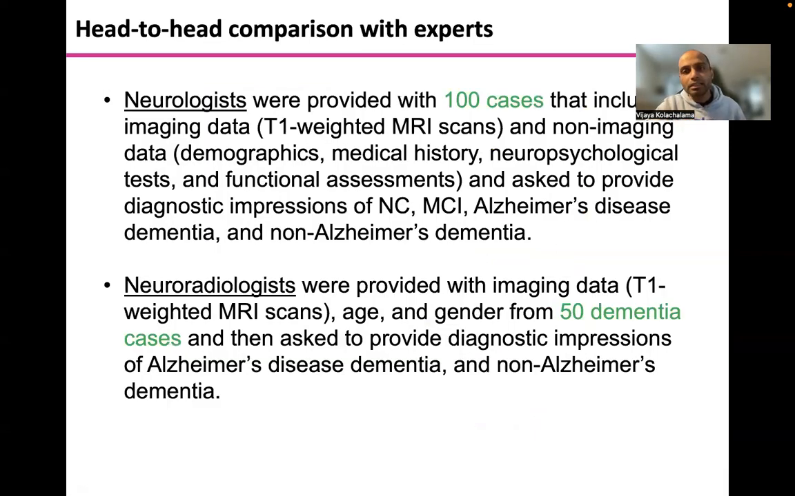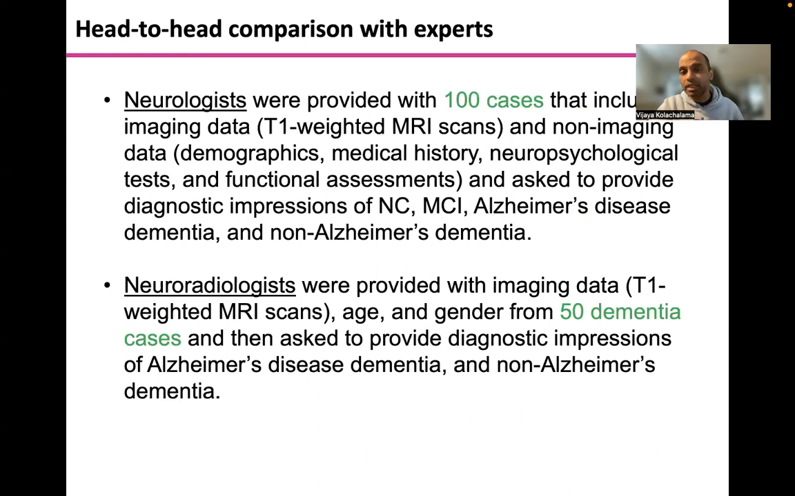And then finally, the icing on the cake, like I said earlier, we recruited about 17 neurologists, and they were provided with 100 cases that included all that information that the model saw, which is imaging data, demographics, medical history, neuropsych tests, and functional assessments. And they were asked to provide the diagnostic impressions of who in those 100 cases had normal cognition, MCI, or Alzheimer's disease dementia, or dementia due to some other reasons.